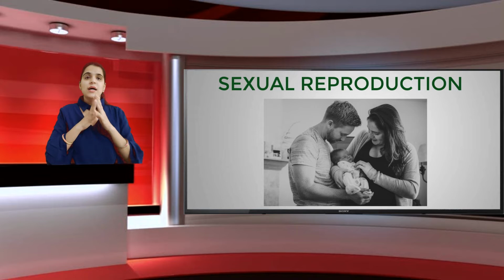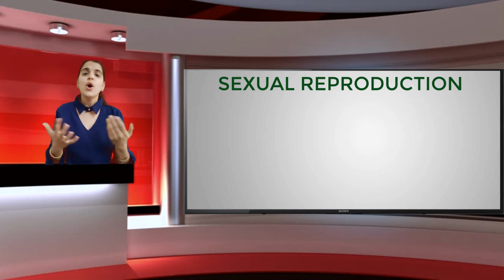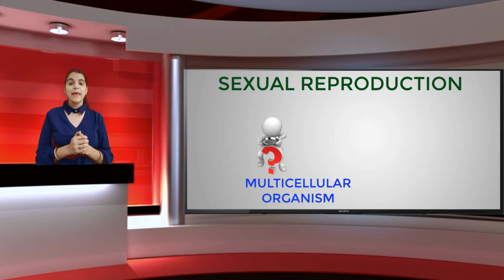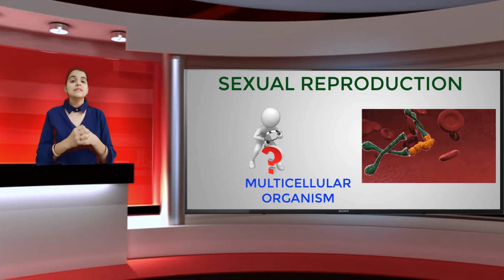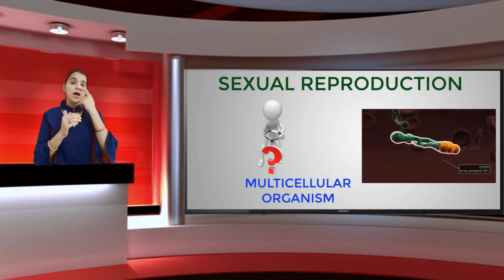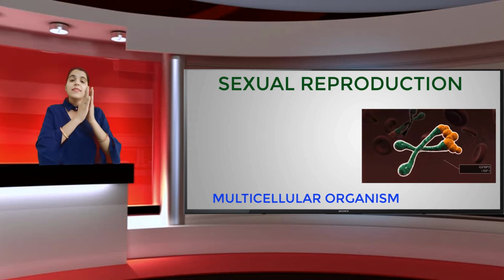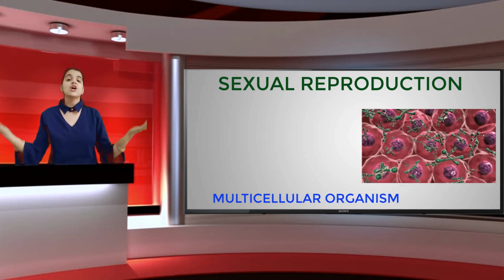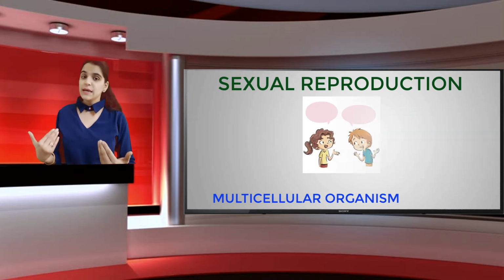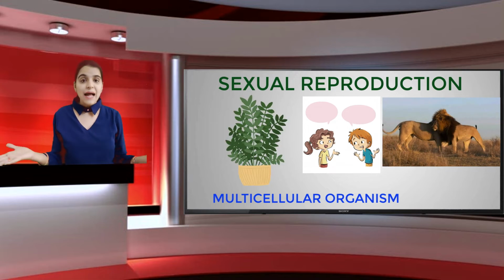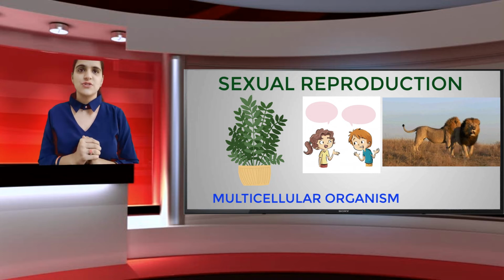Now this type of reproduction is seen in all multicellular organisms. What do we mean by multicellular organism here? Multi means many, a number of, and cellular means the cells. So when organisms have a number of cells, they are multicellular. The organisms which have a number of cells always show sexual reproduction. For example, humans, animals, mostly the plants, they all show sexual reproduction, students.